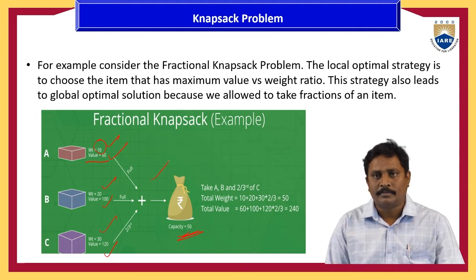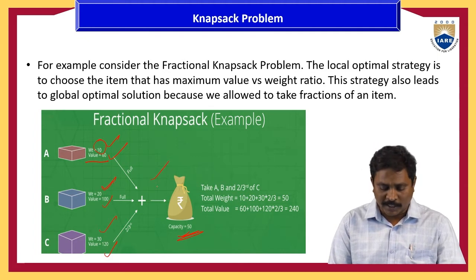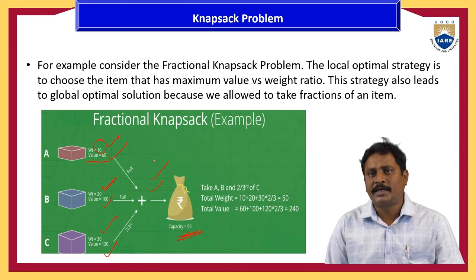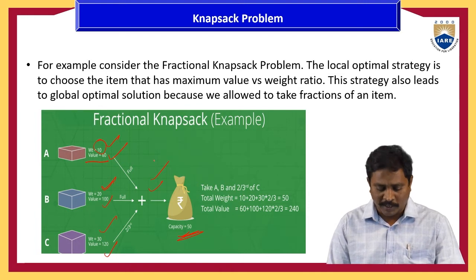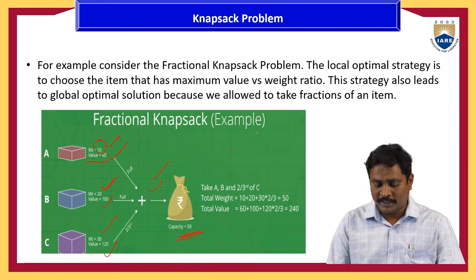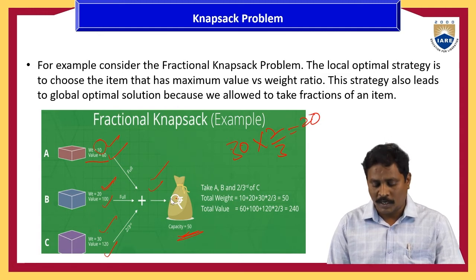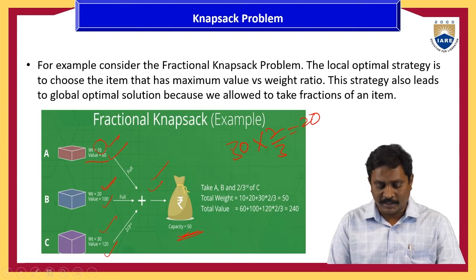10 completed. Next, 20 also we can directly insert with its total value. 10 plus 20, 30 is already completed. Only 20 remains, which we take from the 30 weight. So 30 into 2 by 3, that is 20. So this 20 weight we insert here, and we calculate the corresponding value. The corresponding value is 60 here.